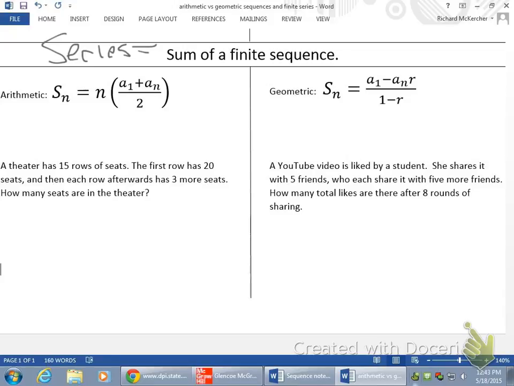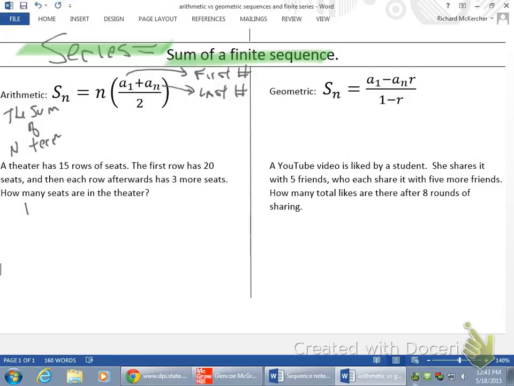By the way, a sum is generally called a series. So if you see this word series, that's what it's asking you. It's asking you for the sum of a series, sum of a sequence. So I look here, A1 represents the first term, A sub n is going to be the last term. If I know the first term and the last term, it's easy to find the sum.